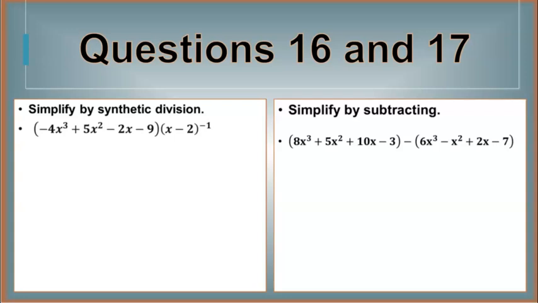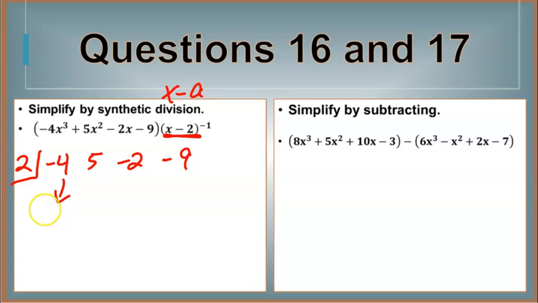Question 17. Simplify by synthetic division. So really we're dividing this by x minus 2, which in synthetic division, remember we have x minus a. Our a is what we're going to divide by, so our a is going to be a 2. So then we write the coefficients here. So this is a negative 4, positive 5, a negative 2, and a negative 9. We bring the first term down, which is negative 4.